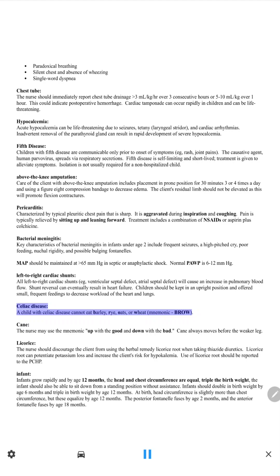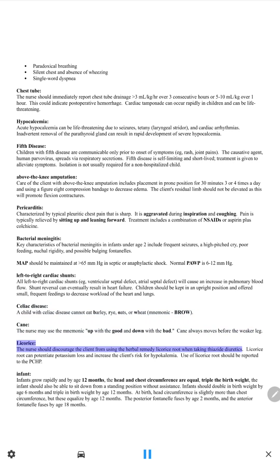Celiac disease. A child with celiac disease cannot eat barley, rye, oats, or wheat. Mnemonic, BROW. Cane. The nurse may use the mnemonic, up with the good and down with the bad. Cane always moves before the weaker leg.